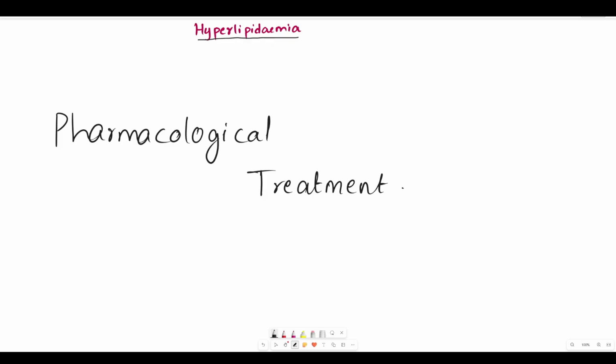So don't worry about memorizing this long drug list. I'll show you simple flowcharts and memory tricks so you can remember the entire thing with ease. So grab your notebooks and let's master this.